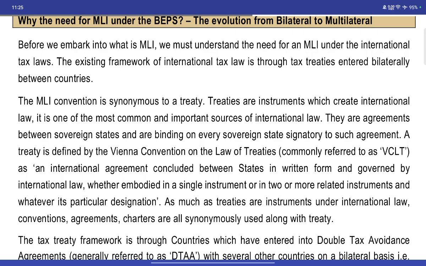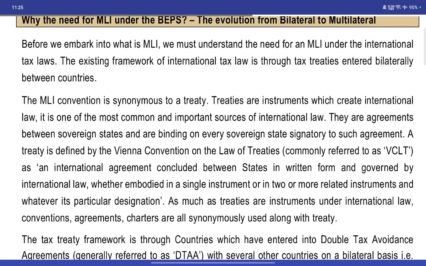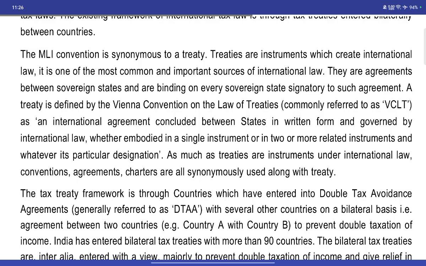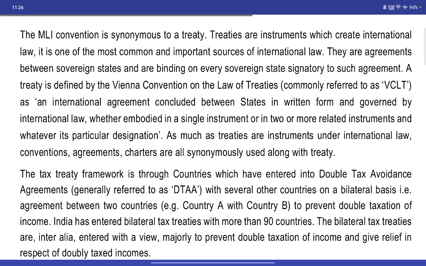The existing framework of international tax law is tax treaties entered into bilaterally between countries. The MLI convention is synonymous to a treaty. Treaties are instruments that create international law. They are one of the most common and important sources of international law, and agreements between sovereign states are binding on every sovereign state signatory to such an agreement.